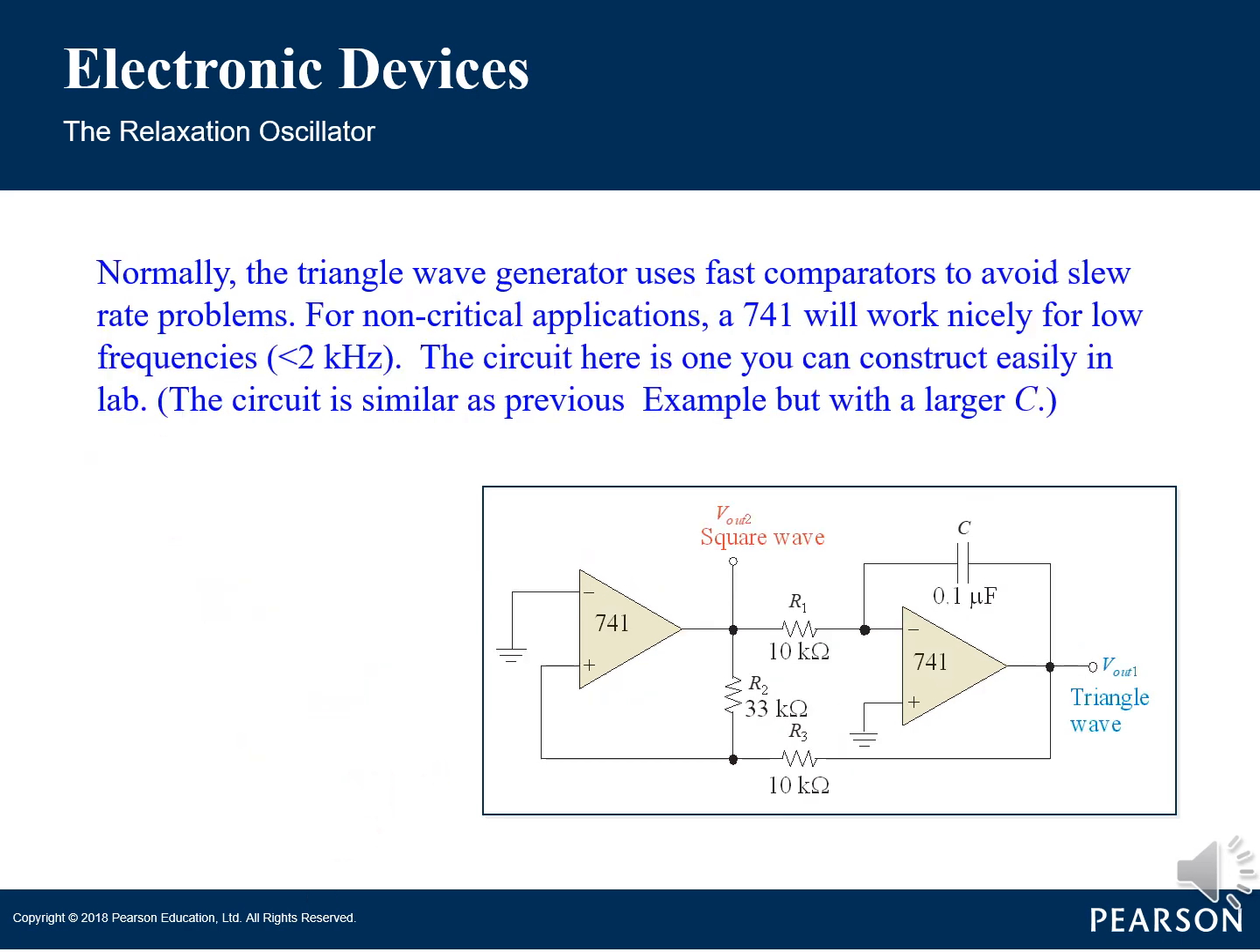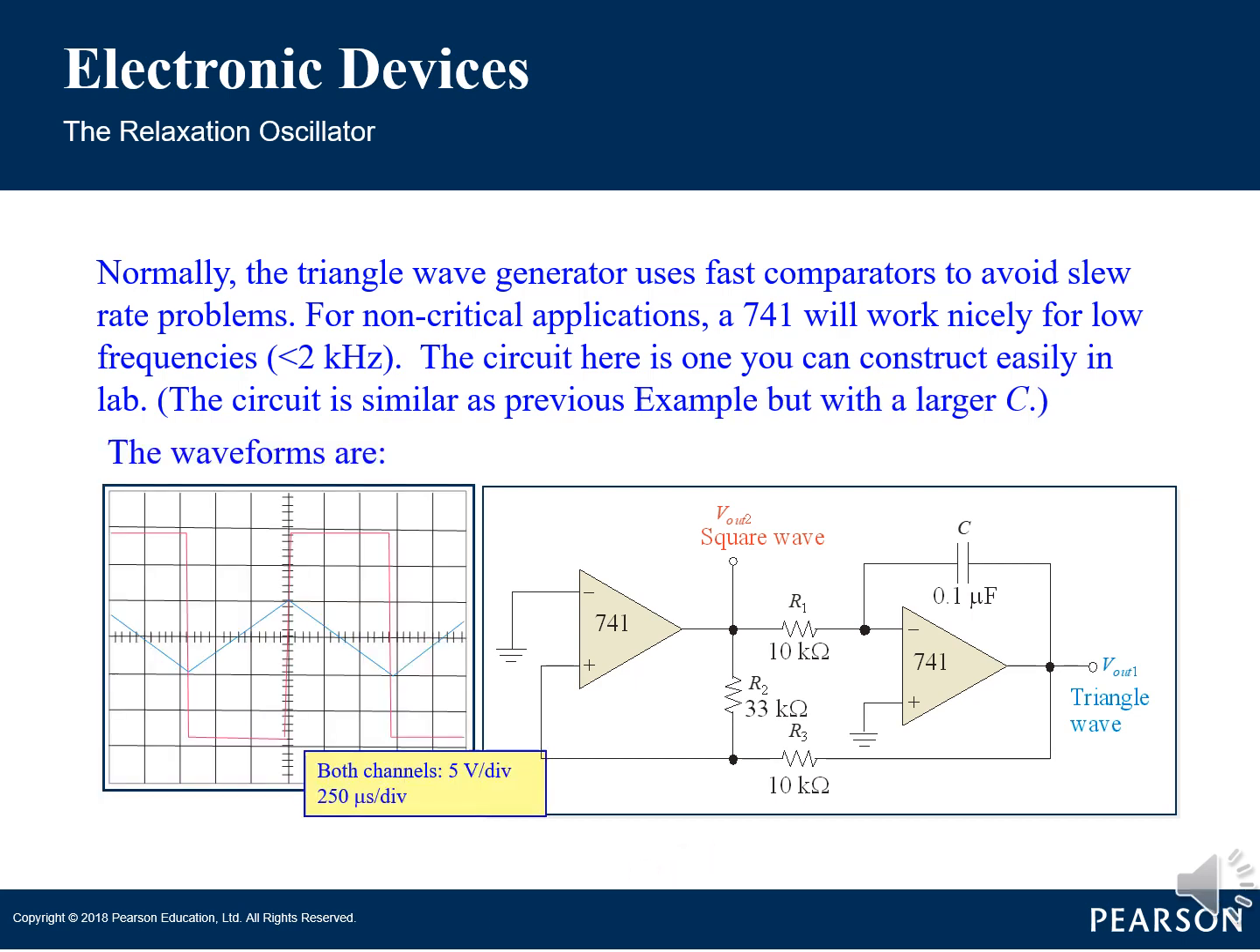Normally, the triangle wave generator uses fast comparators to avoid slew rate problems. For non-critical applications, a 741 will work nicely for low frequencies, less than 2 kHz. The circuit shown here is one you can construct easily in lab. The circuit is similar to the previous example, but with a larger value of C. From this oscilloscope view, we can clearly measure and determine the amplitude of the triangular wave.